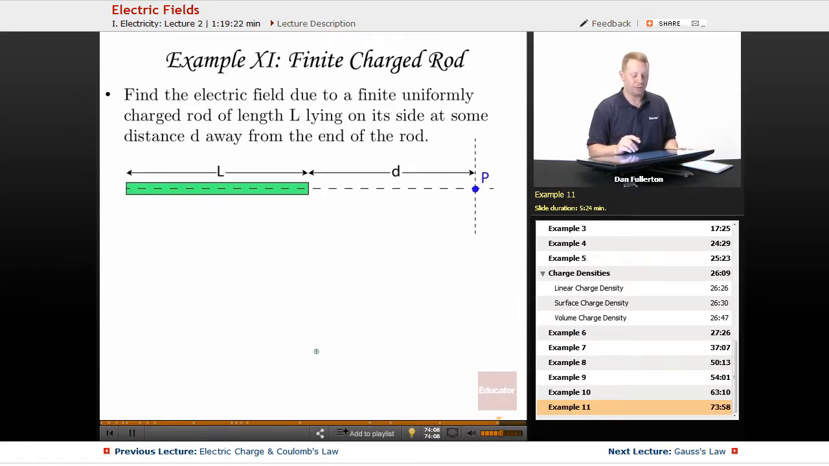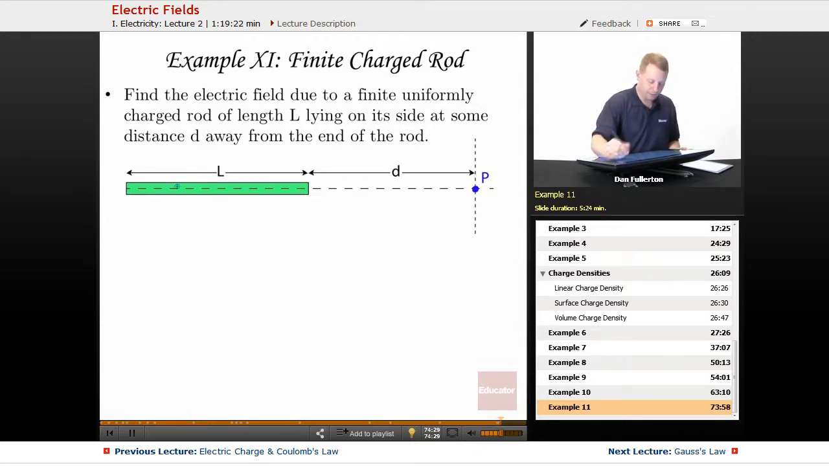Find the electric field due to a finite, uniformly charged rod of length L lying on its side at some distance d away from the end of the rod. So, uniformly charged rod, we're some distance from it. Let's find the electric field here. And again, by symmetry arguments, it looks like we're only going to need the x component.